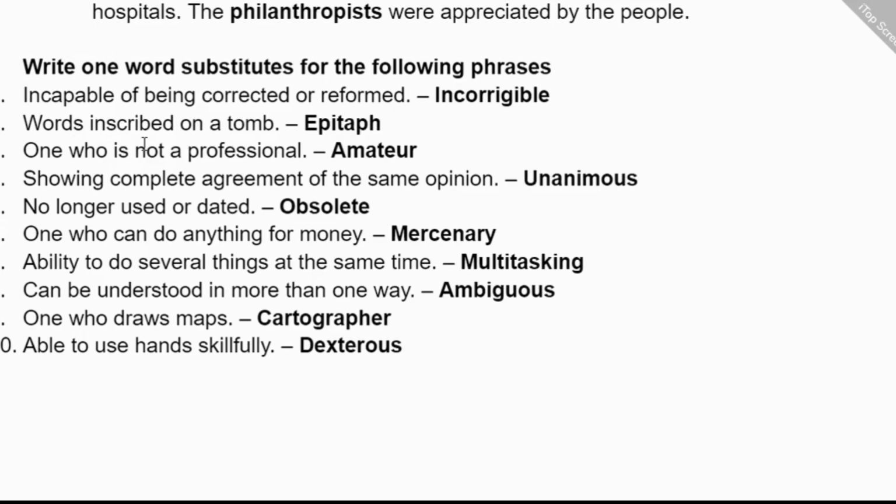Showing complete agreement of the same opinion, we call it unanimous. No longer used or dated, obsolete. Next one, who can do anything for money, mercenary. Ability to do several things at the same time, we call it multitasking. The next one, can be understood in more than one way, we call it ambiguous. One who draws maps, cartographer. Able to use hands skillfully, we call it dexterous.